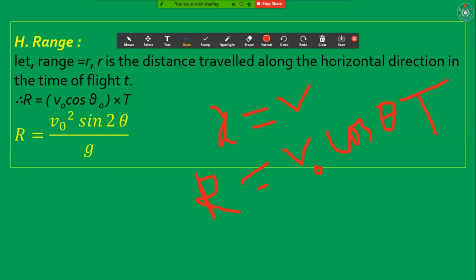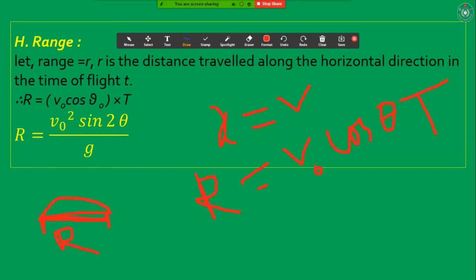Now we are getting R is equal to v naught square sine 2 theta divided by g, by putting the value of capital T. Okay, this is our equation for horizontal range. Horizontal range means if this is the trajectory of the projectile, then R becomes this distance. Okay, this is our R.